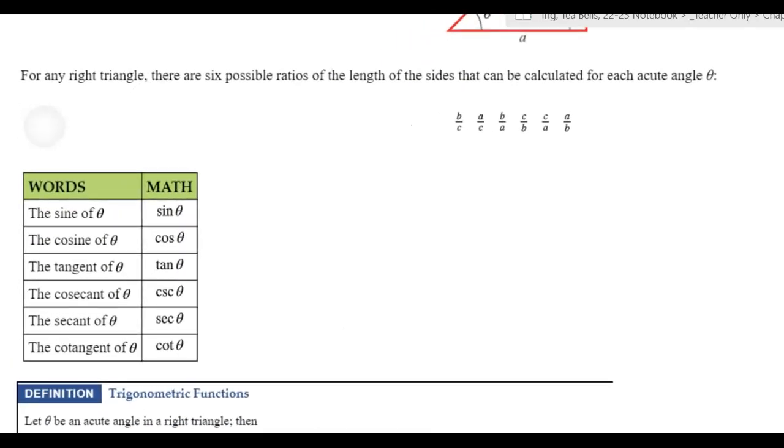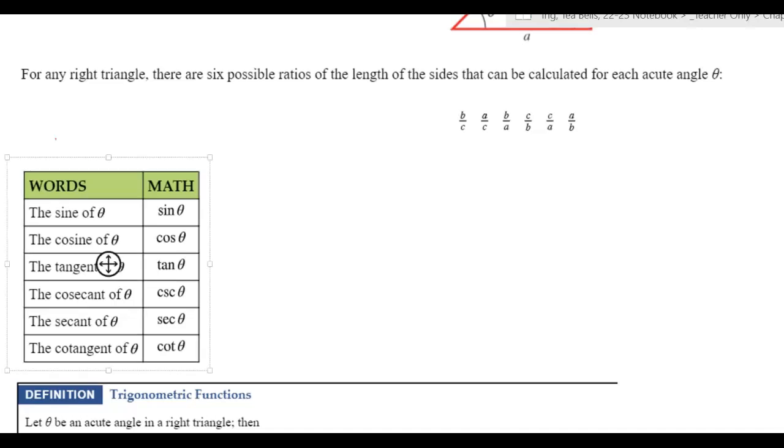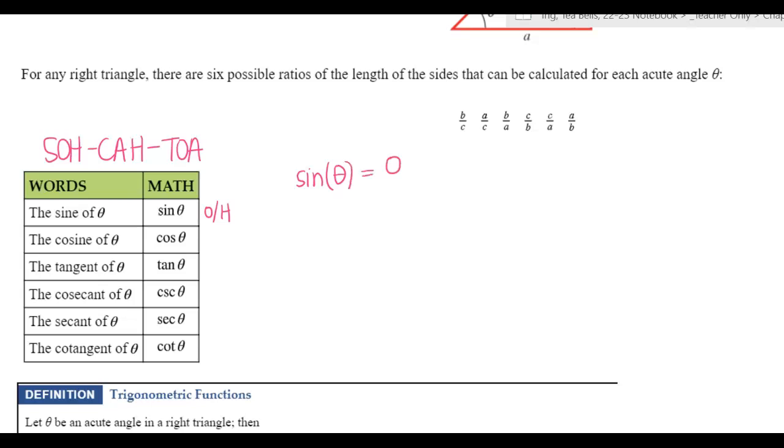So if you remember, we had a nice little phrase, SOH, CAH, and TOA. The S stood for sine, O stood for opposite, and H stood for hypotenuse. So the sine of an angle was always our opposite over our hypotenuse. So we would usually write this as the sine of whatever the angle is. This one we can use as theta, is opposite over hypotenuse.